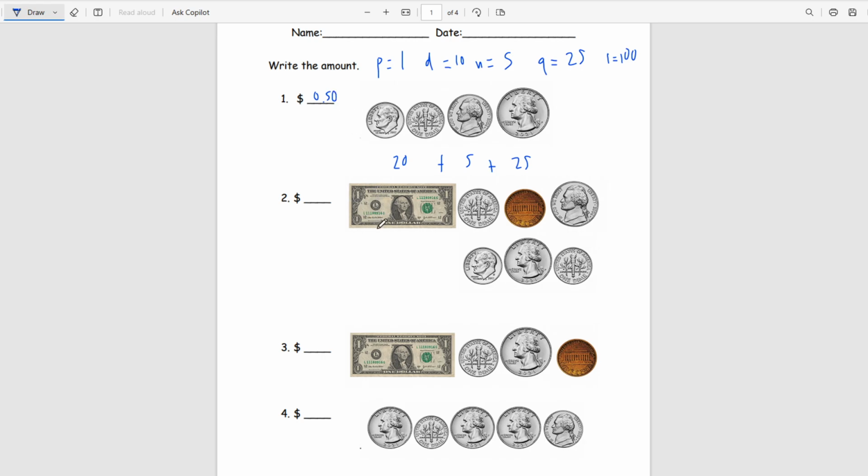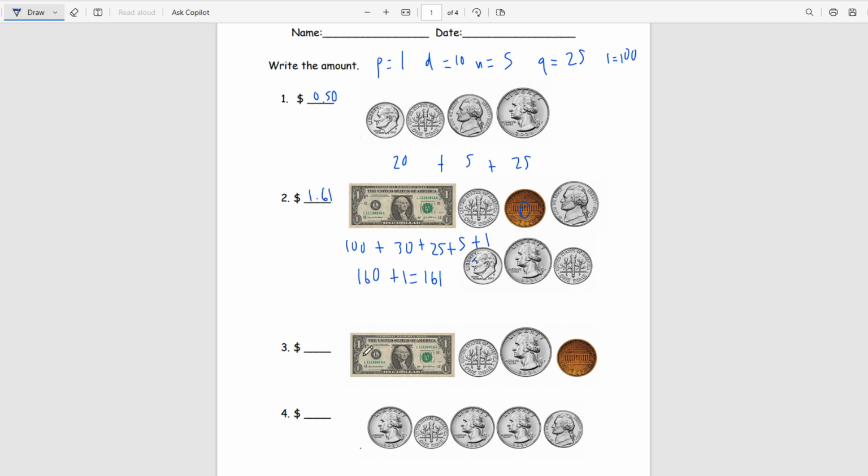For number 2, here we have a $100 bill, so we have 100. And then we have 1, 2, 3 dimes, so that's plus 30. We have one nickel and one quarter, so that's 25 plus 5, and plus 1 cent, which is this one little penny. We can add this up together. We have 25 plus 5 gets us 30, plus 30 is 60, plus 100 is 160, and plus 1 gets us 161. And when we convert that to dollars, we get $1.61.